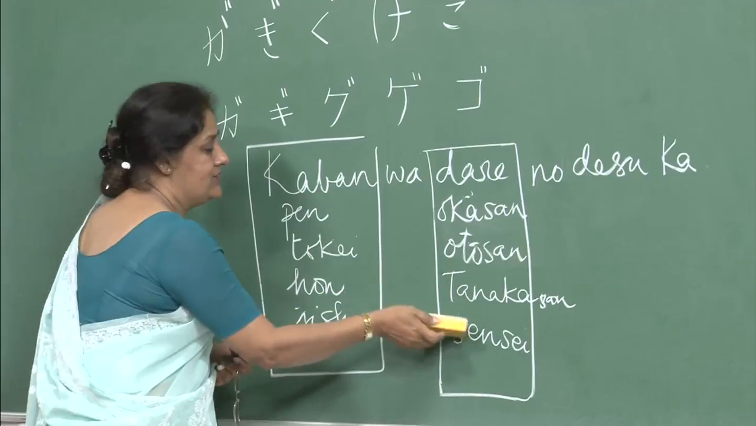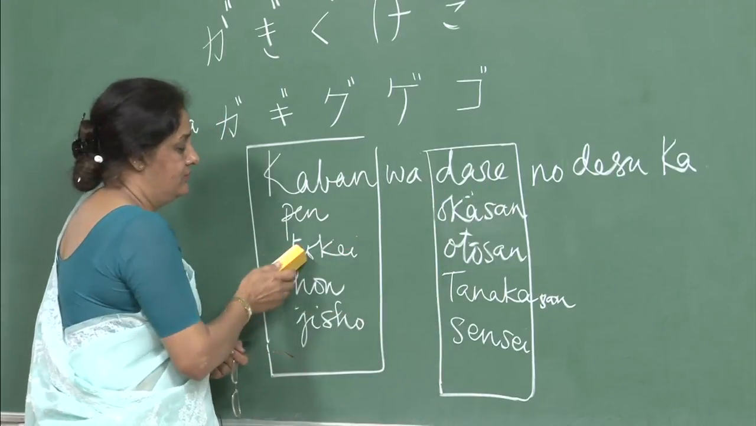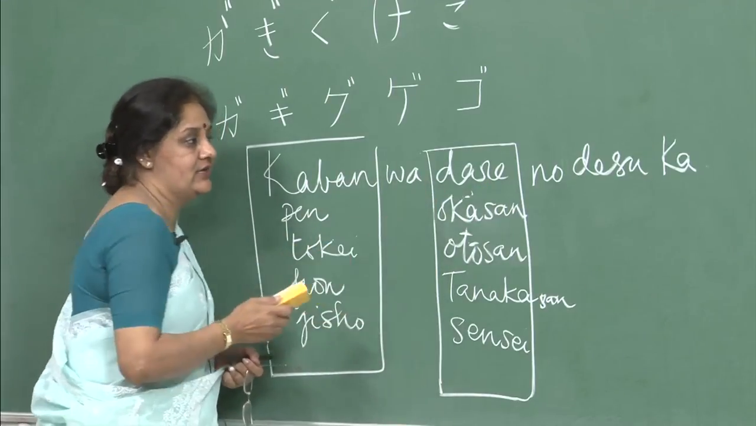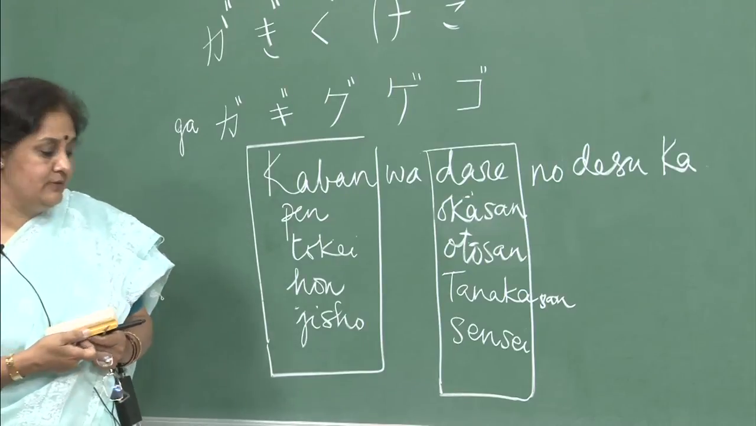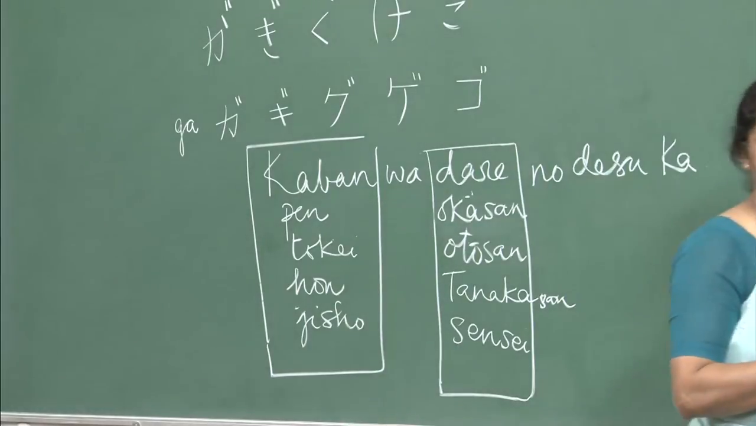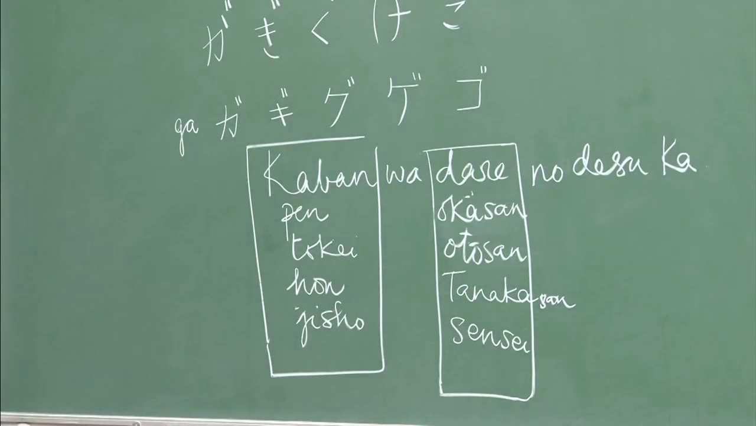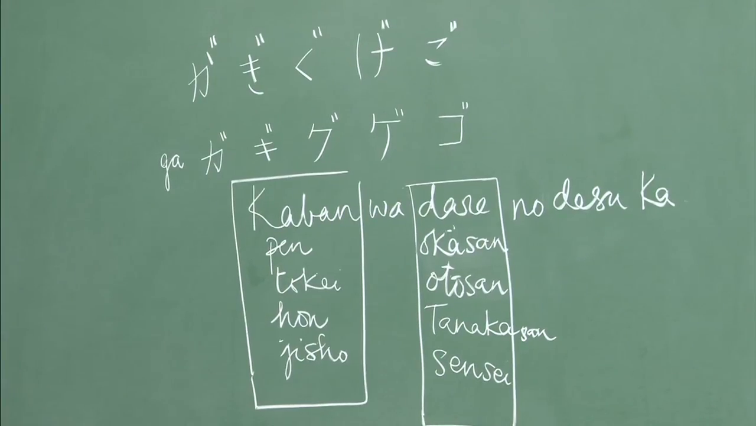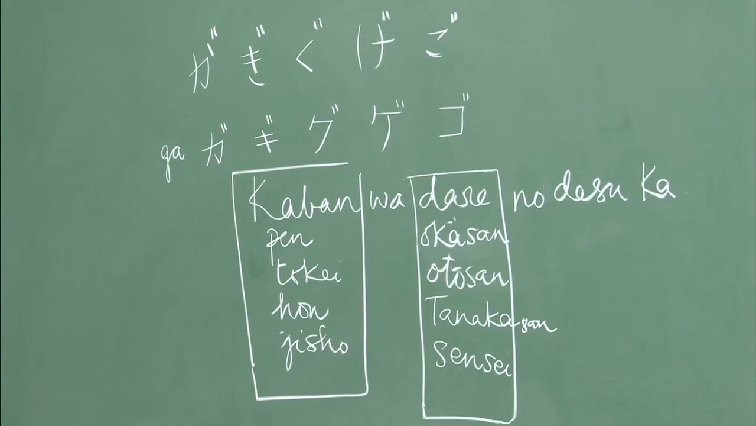Pen wa sensei no desu ka? Tokei wa Tanaka-san no desu ka? And of course, you can answer, hai, Tanaka-san no desu. Iie, Tanaka-san no dewa arimasen. Or hai, so desu. Or iie, so dewa arimasen. So, you can practice it at home like this with your partner and you will feel more comfortable.